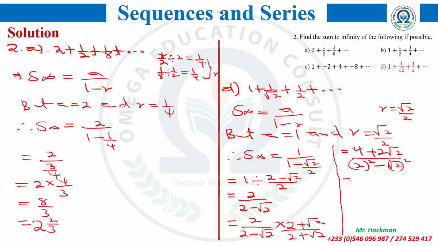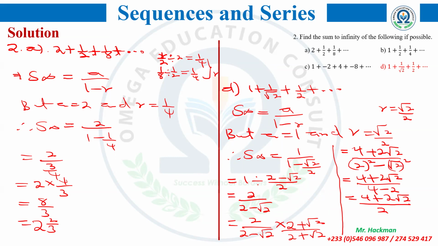Okay, so this gives us 4 plus 2 root 2, all over 2 squared, which we know is 4, minus root 2 squared, which is 2. So we are going to get 4 plus 2 root 2 all over 4 minus 2, which is 2. Can we end here? Yes, please, but we won't.